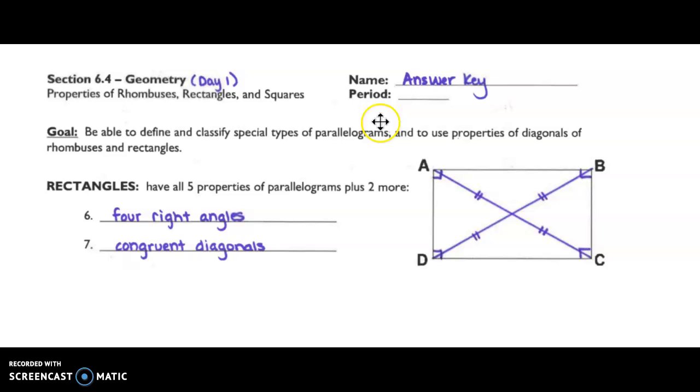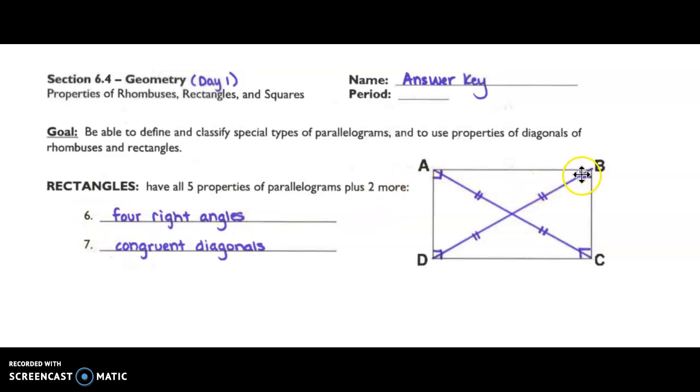We're looking at rectangles first, right? Here, rectangles have all the properties of parallelograms plus 2 more, because a rectangle is a specific type of parallelogram. And so therefore, it's going to have all of the properties of parallelograms, and then additionally, 2 more that you have to know. That's why this is labeled 6 and 7.